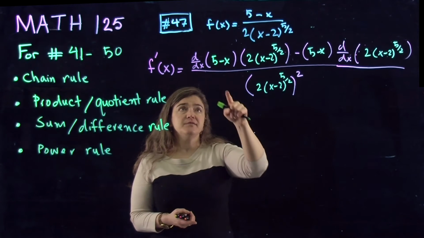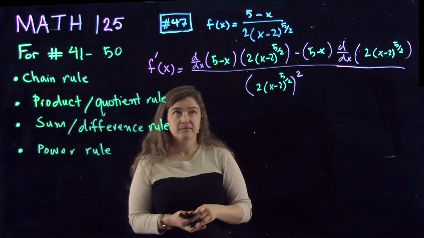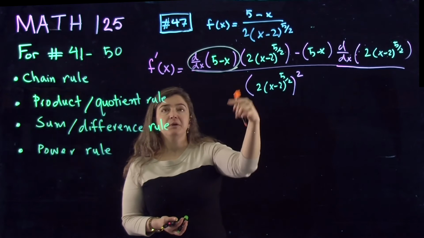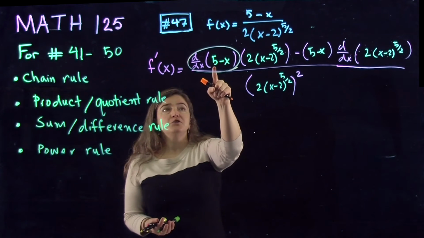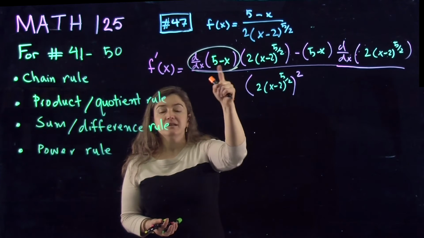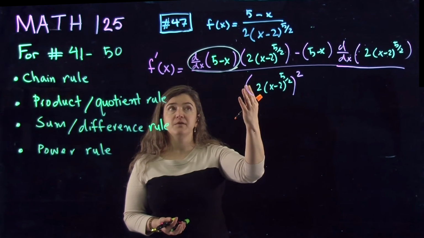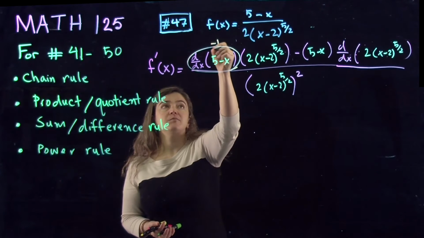Now we take the derivative of the values that we have, so we can replace them in the f prime. Derivative of 5 minus x: derivative of 5, which is 0, minus derivative of x, which is 1, gives negative 1. That is that.